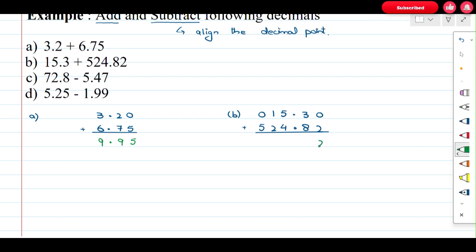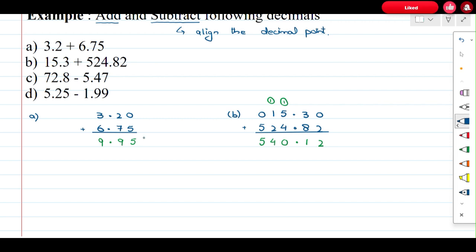0 plus 2 is just 2. 8, 9, 10, 11, so 1 and 1. Decimal point. 5 plus 4 is 9. 9 plus 1 is 10. 1 and 0 makes 10. 2, 3, and 4, the 4 is over here. 5 plus 0 is just 5. So 540.12 is the simplified answer.